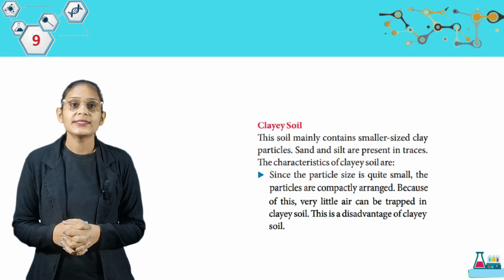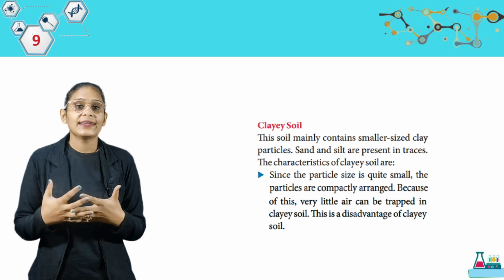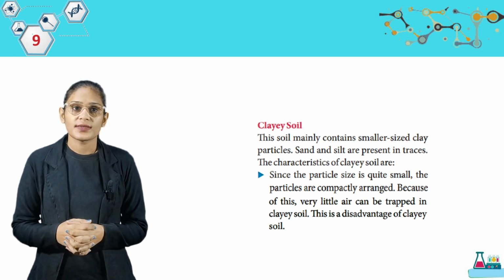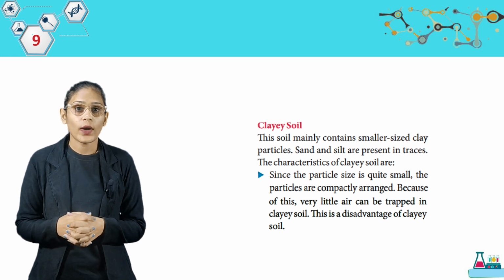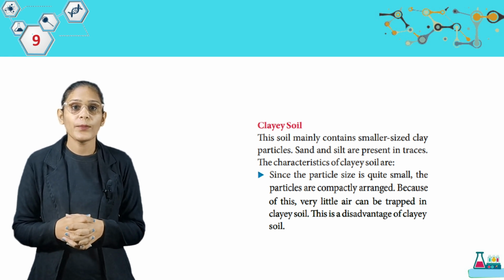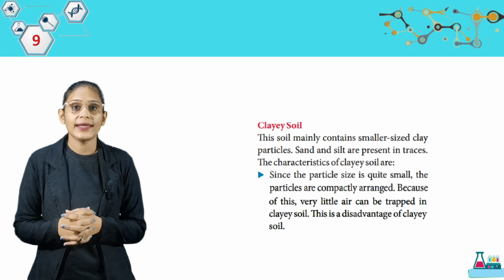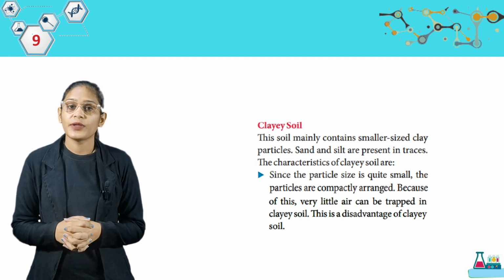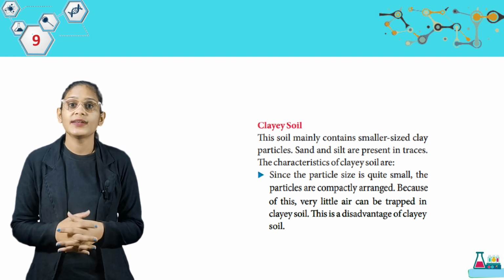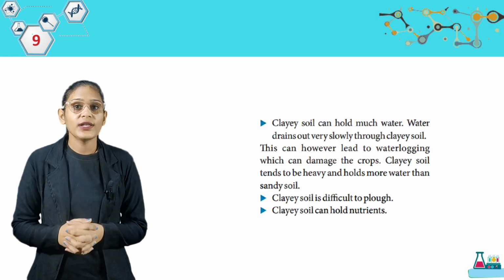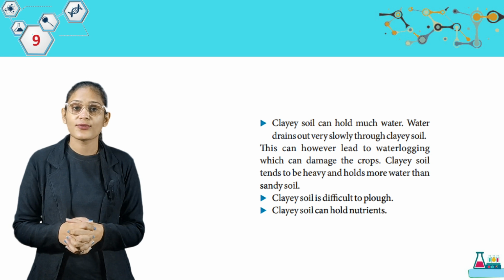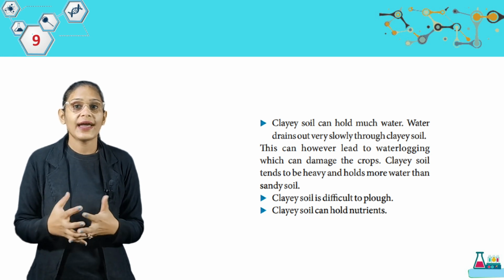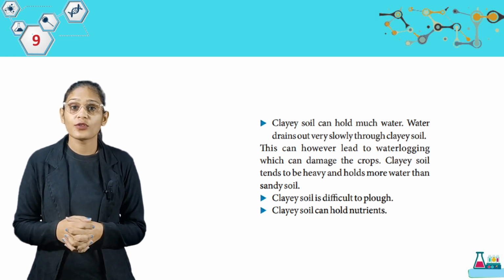This soil mainly contains smaller sized clay particles. Sand and silt are present in traces. The characteristics of clay soil are, since the particle size is quite small, the particles are compactly arranged. Because of this, very little air can be trapped in clay soil. This is a disadvantage of clay soil. Clay soil can hold much water. Water drains out very slowly through clay soil. This can, however, lead to water logging, which can damage the crops.